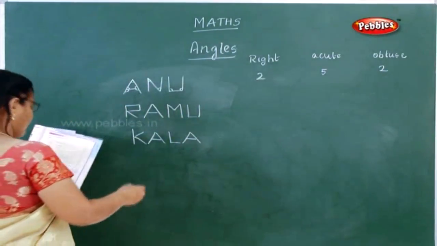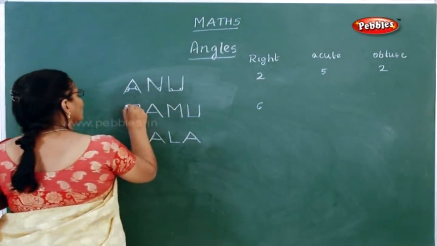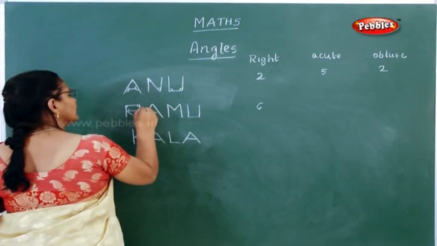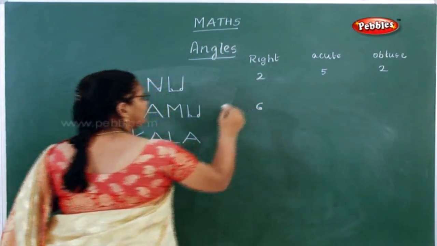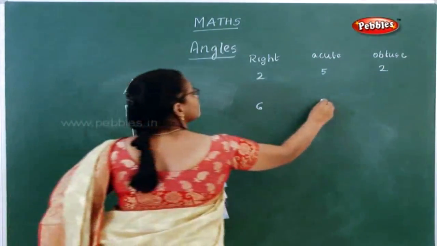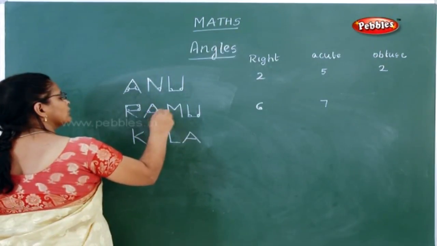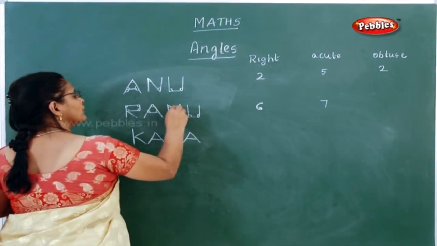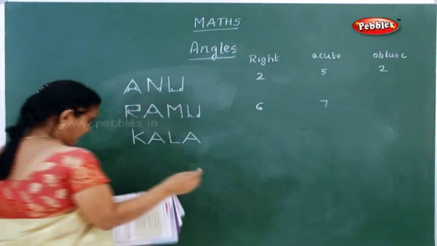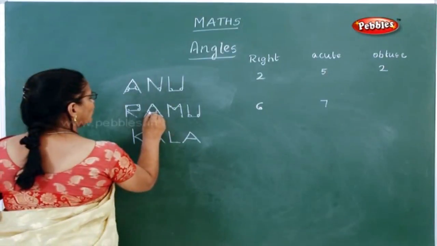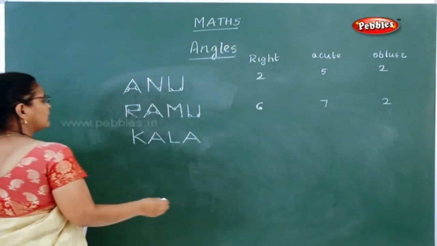Now in the name Ramu, you have 6 right angles. See, 1, 2, 3, 4, 5 and 6. So you have 6 right angles. Now you have 7 acute angles. See, 1, 2, 3, 4, 5, 6 and 7. And how many obtuse angles? You have 1 and 2. So you have 2 obtuse angles in this name Ramu.